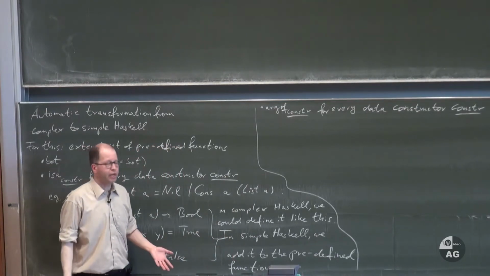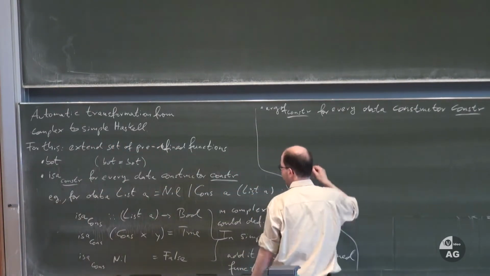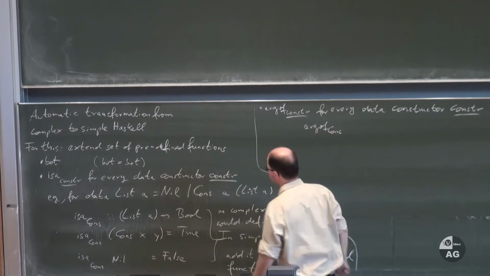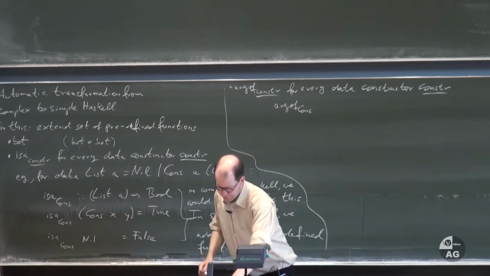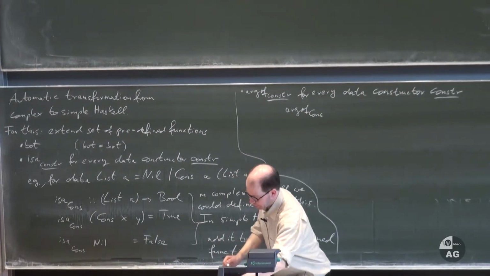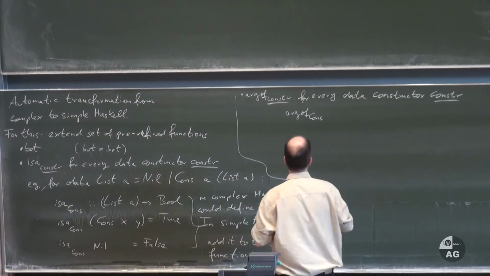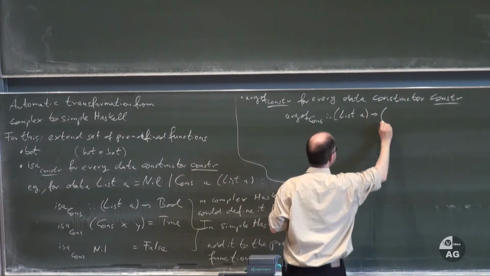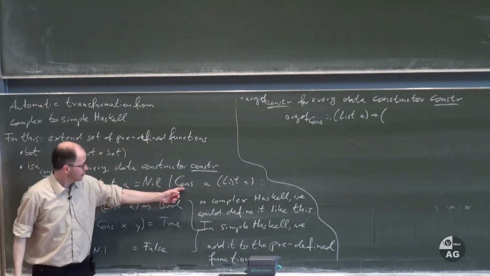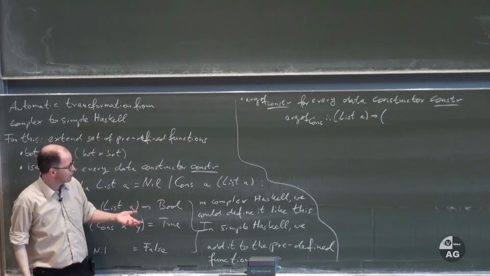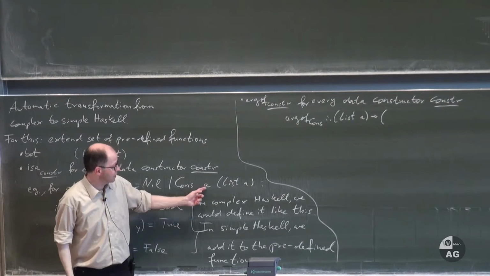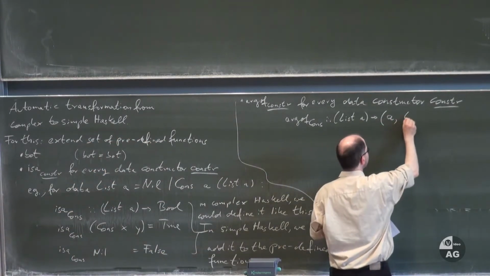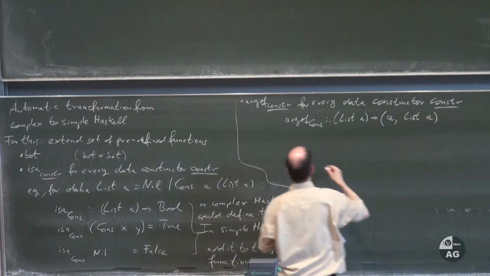In full Haskell, we could define it. And if we had full Haskell, we could write it, for example, like this. For the data constructor cons of the data structure for lists, it would look like this. It would take a list and return the tuple of its arguments. And cons is a constructor of arity 2, so it has two arguments. So it should return a tuple where the first argument has type A and the second has the type list A.